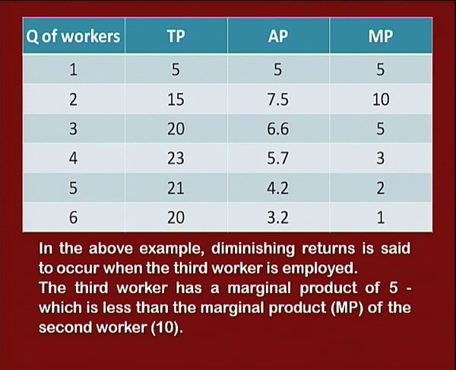If I add one more worker in preparing the sandwiches, then 2 workers prepare 15 sandwiches, so average production will be 7.5 and marginal production will be 10, because 15 minus 5, by the addition of one worker we are getting 10 more units of production. Similarly, if we employ 3 workers, then total production is 20, 20 divided by 3 is 6.6, and 20 minus 15 is the marginal production.